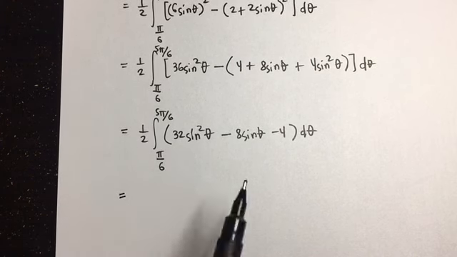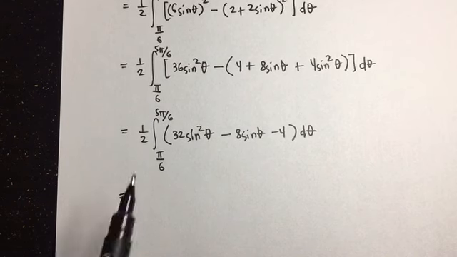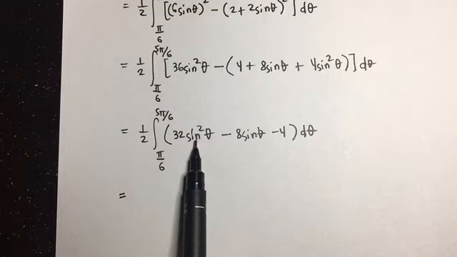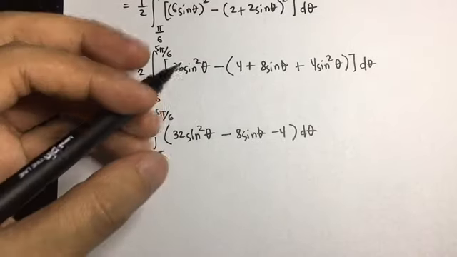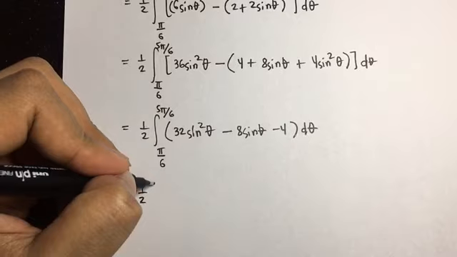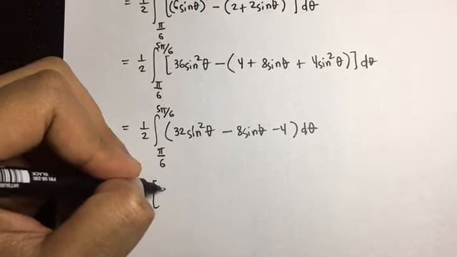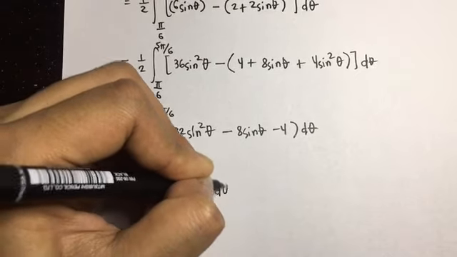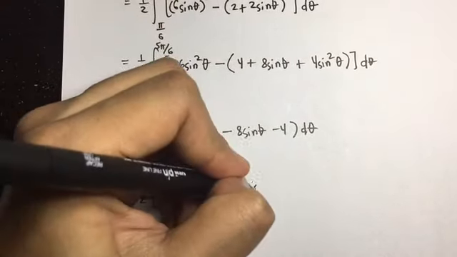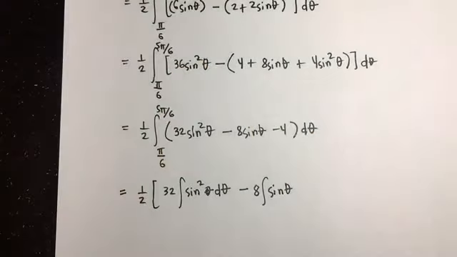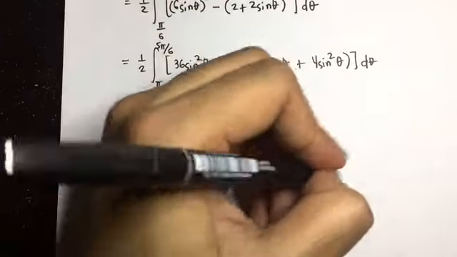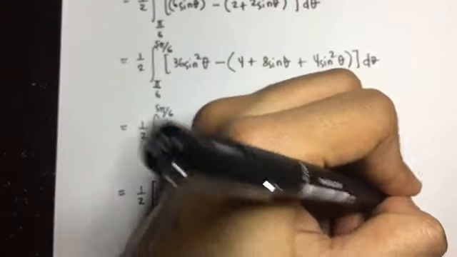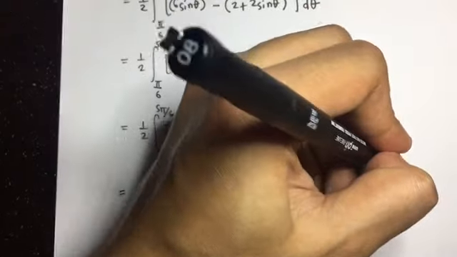So we can transform this sine squared theta, but I think it will be useful to distribute the integral sign. So 1/2, we can have 32 integral of sine squared theta d theta minus 8 integral of sine theta d theta minus 4 integral of d theta. Don't forget the limits, let's just write it outside, from pi over 6 to 5 pi over 6.